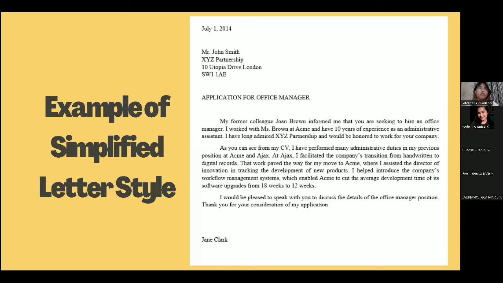So everything is now on the left side. And then the salutation is replaced by a subject line. The subject line here is application for office manager since this is the purpose of the letter. And the paragraphs are indented as well. And as we can see, the complementary clause is omitted, but the signature is still there. Next slide, please.